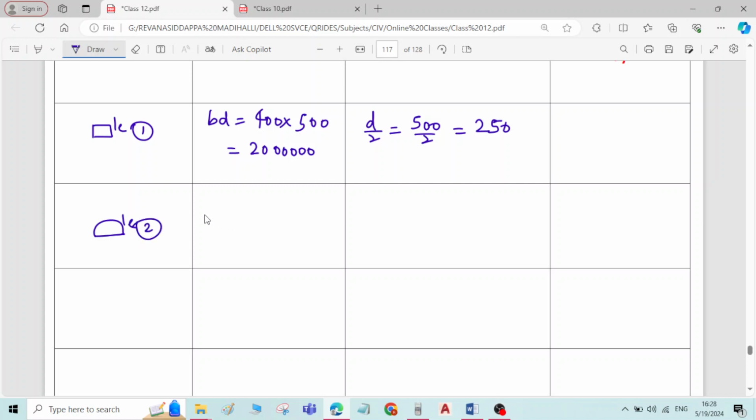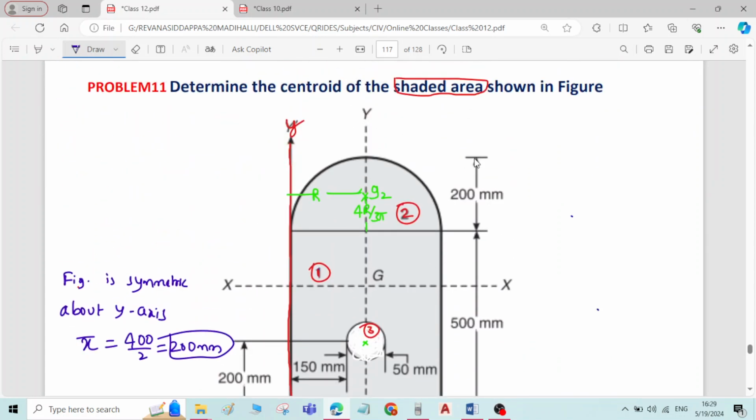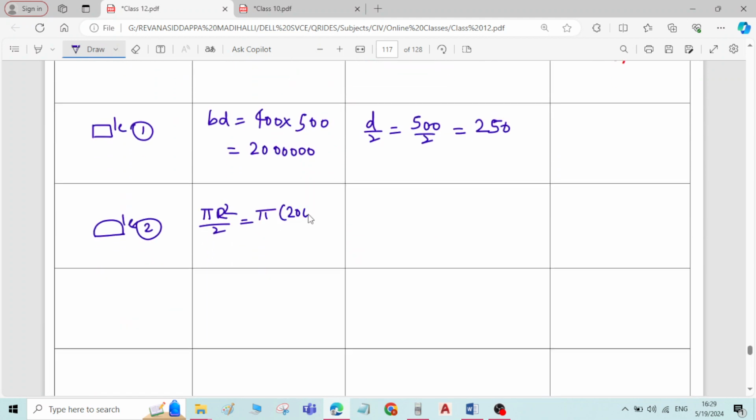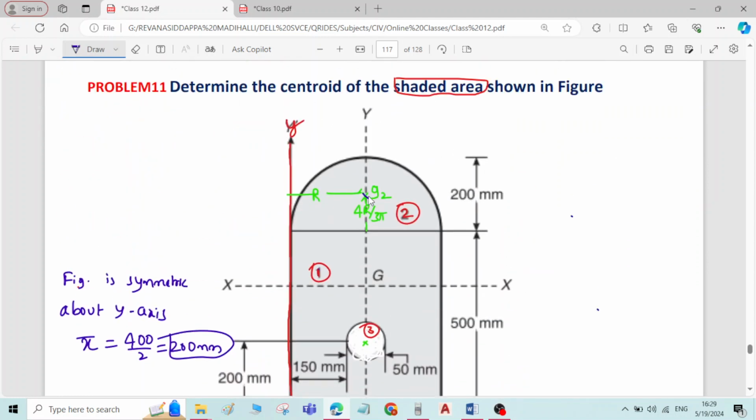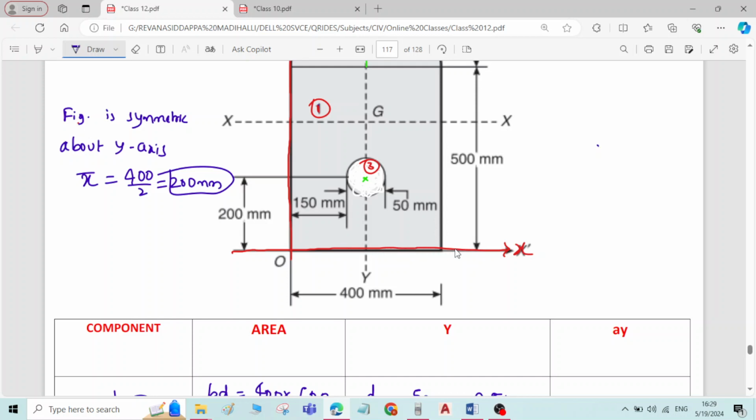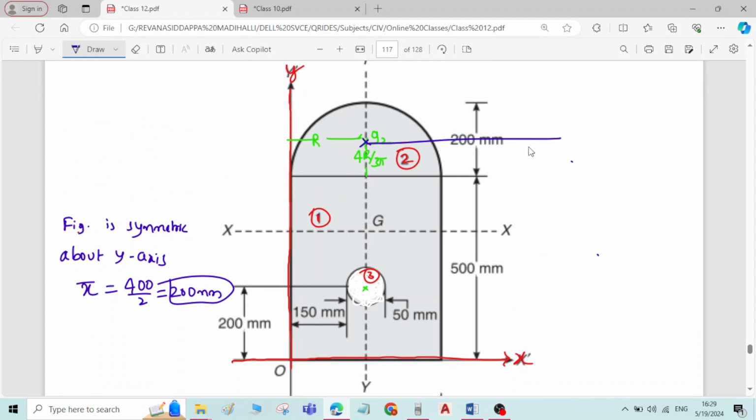Then the second component is the semicircle 2. Area is half of the area of the circle, pi r square by 2, where the radius is given as 200 mm. Pi into 200 square by 2 is 62,831.853. Then coming to the y value, the distance of G2 from the reference x axis. This is the y value for the semicircle. From its base, we know the distance is 4r by 3 pi, but the distance of G2 from the reference x axis is 500 plus 4r by 3 pi.